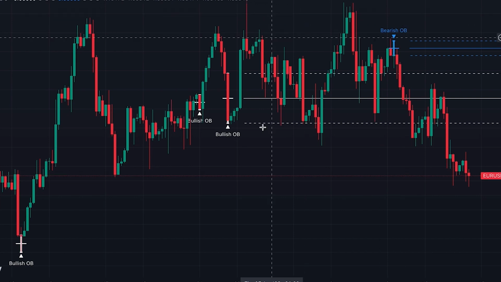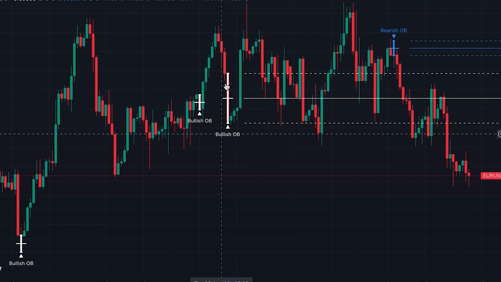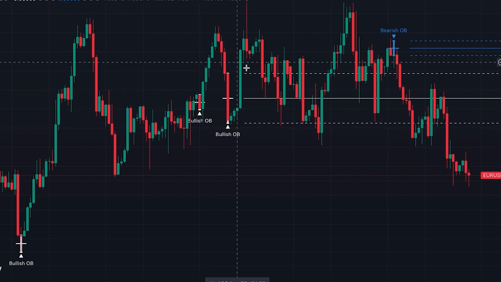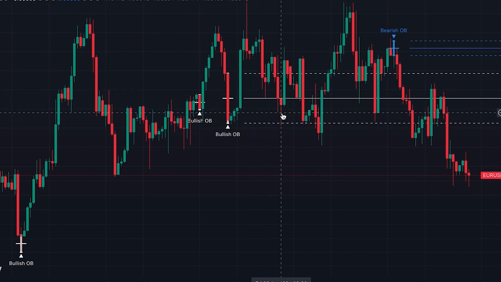For example, here you can see after having a bullish order block, again around this zone we got another bullish order block, and just see how the price is behaving in the zone. Here you can see at the bottom the price stopped and reversed.